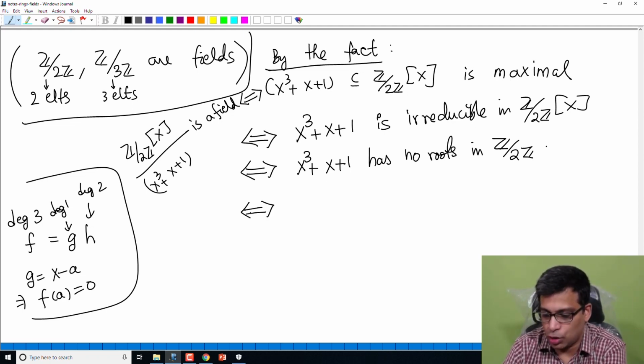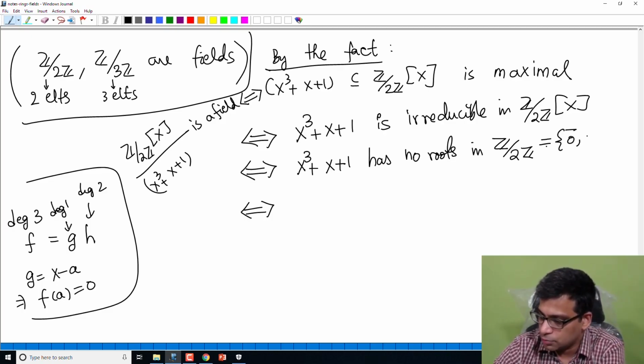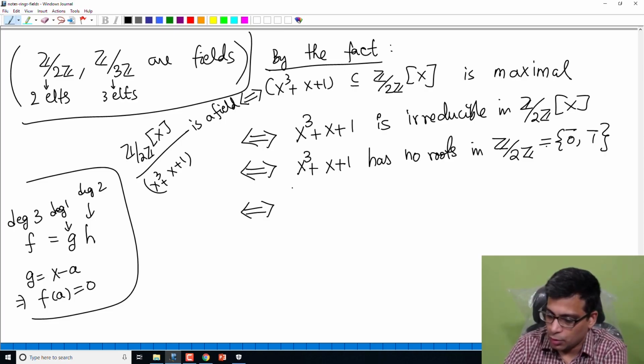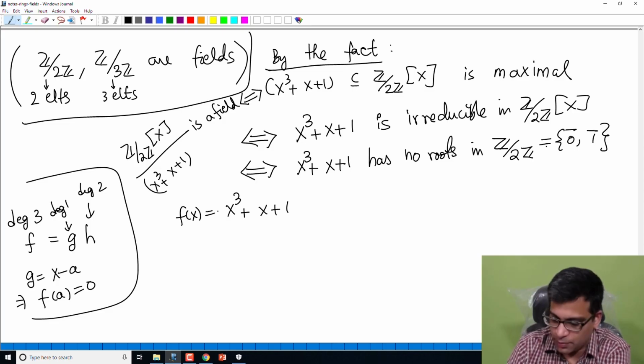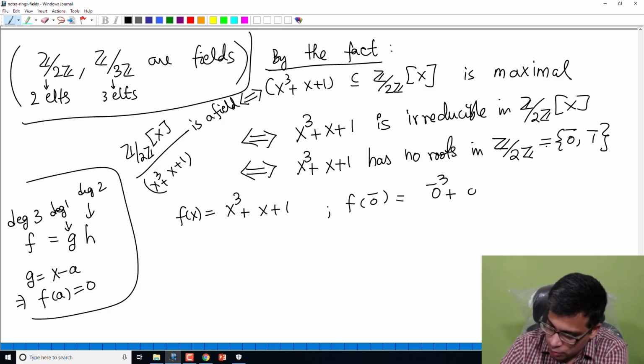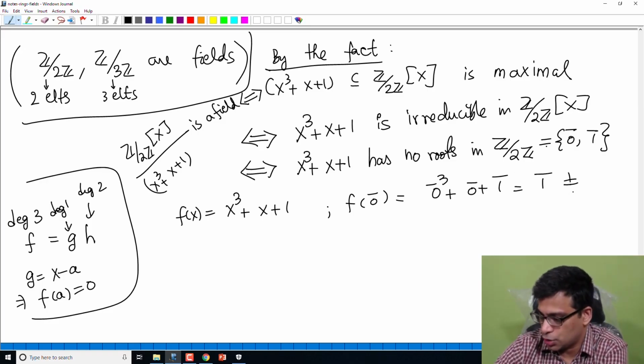But whether it has a root or not is easy to check, because Z mod 2Z, remember, has only 2 elements. Okay, let's plug in both of them and see if they are possibly roots. So x cubed plus x plus 1, let's call it f(x) for simplicity. And what is f of 0 bar? This is 0 bar cubed plus 0 bar plus 1 bar, which is 1 bar, not 0 bar.